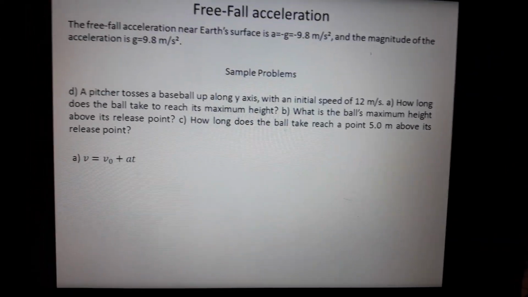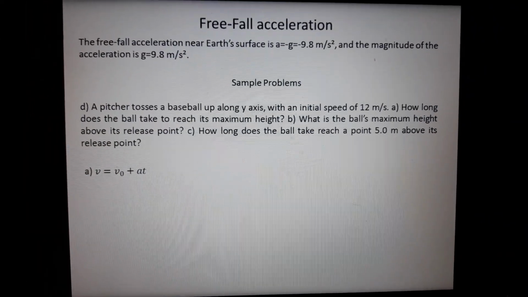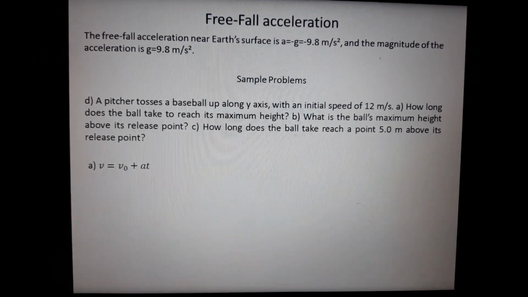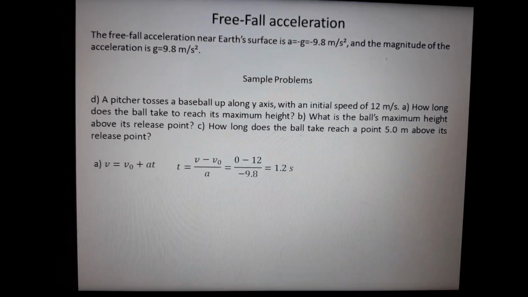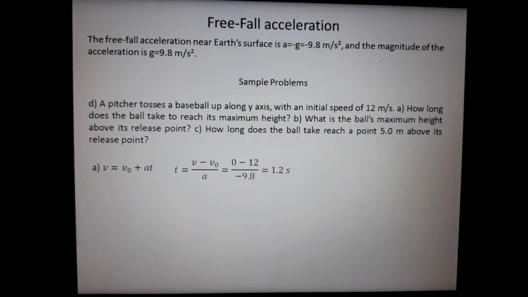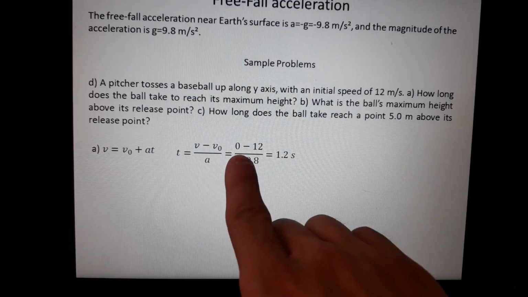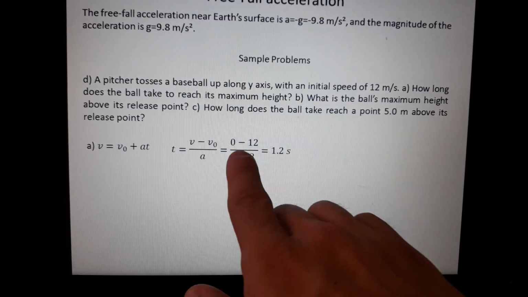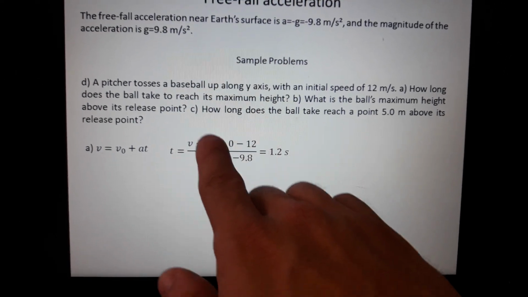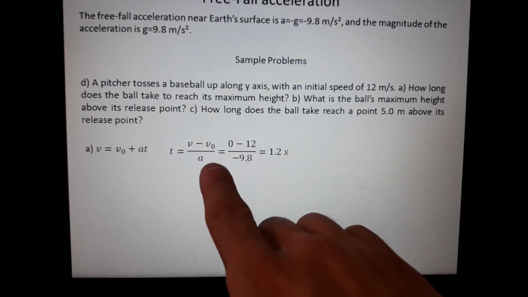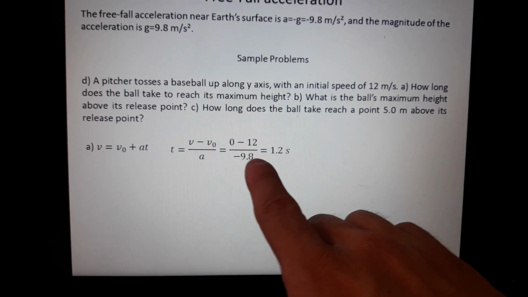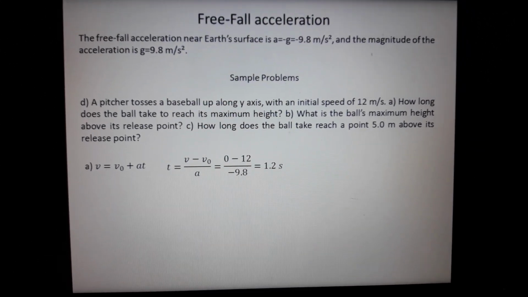At the maximum height, we know that the final velocity is 0. So we put the final velocity 0 here, we put the initial velocity here and the free fall acceleration here, and we find the time, 1.2 seconds.